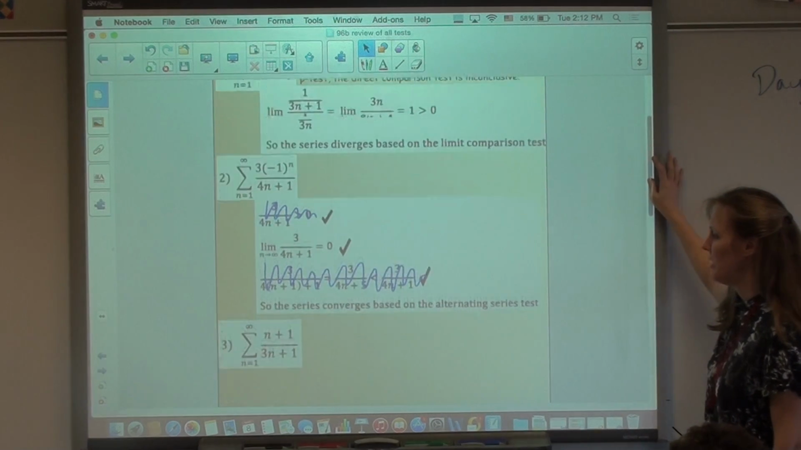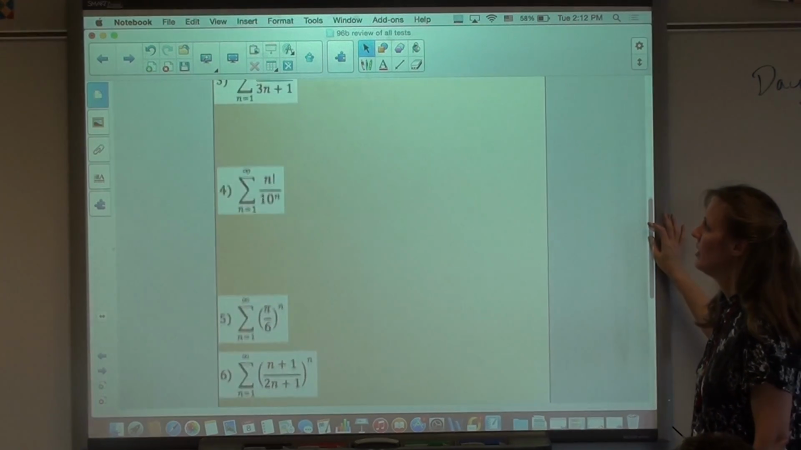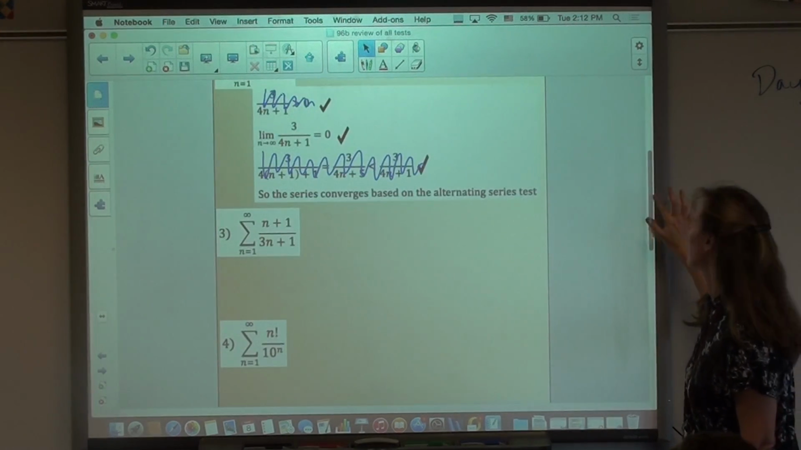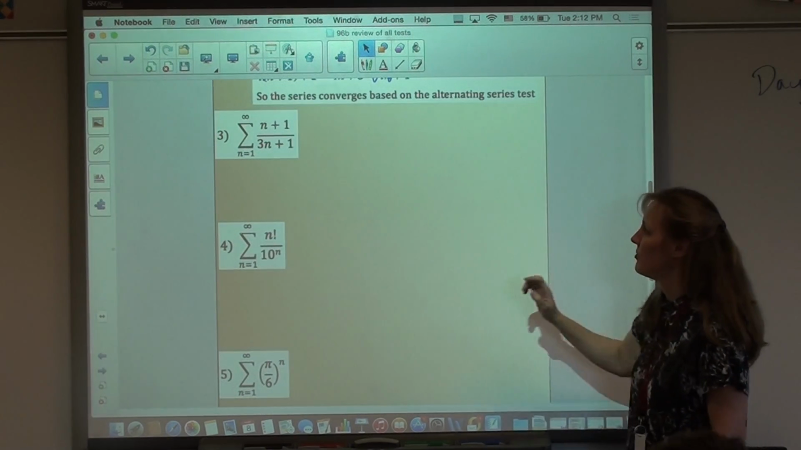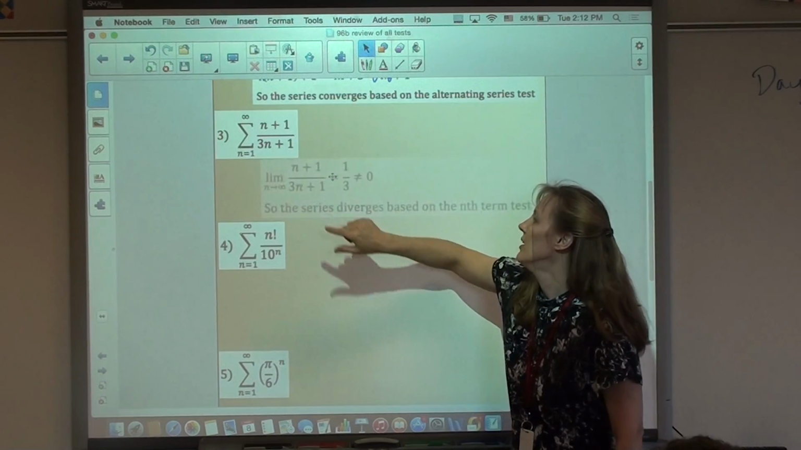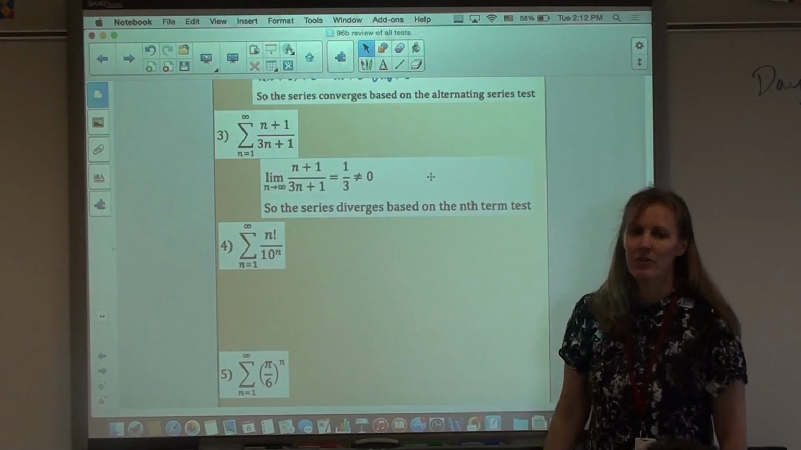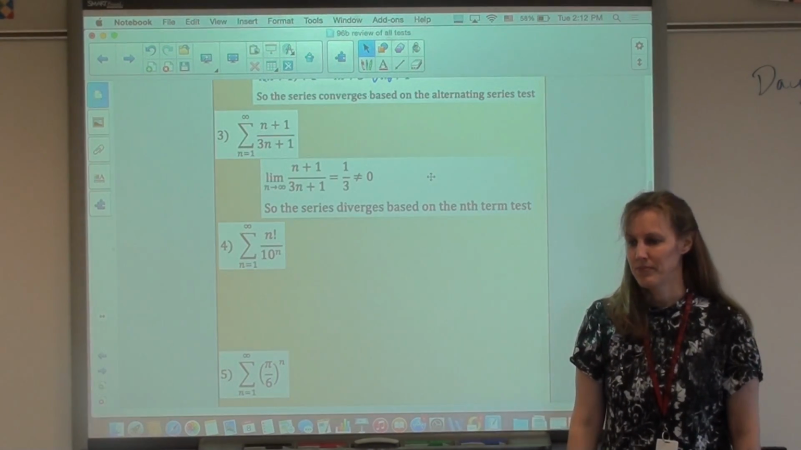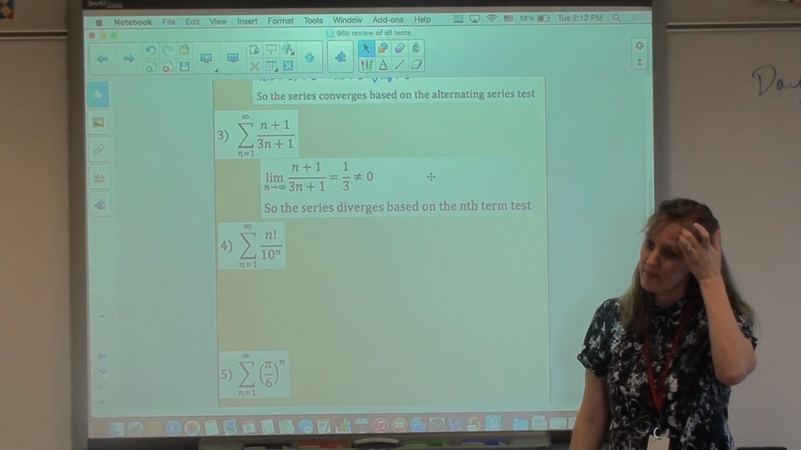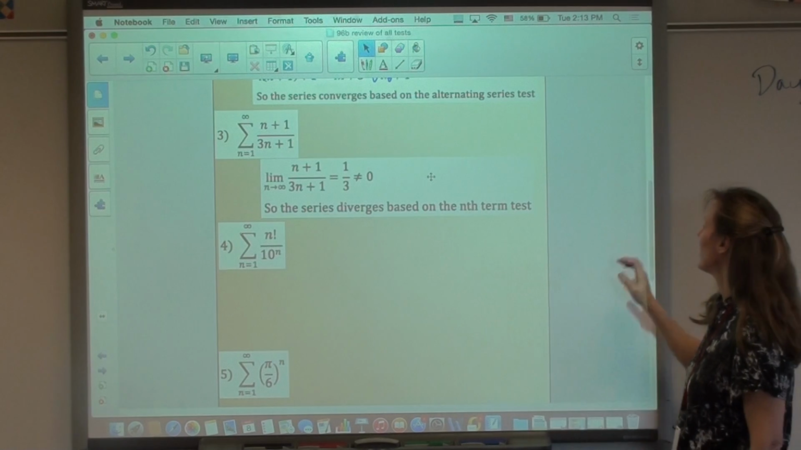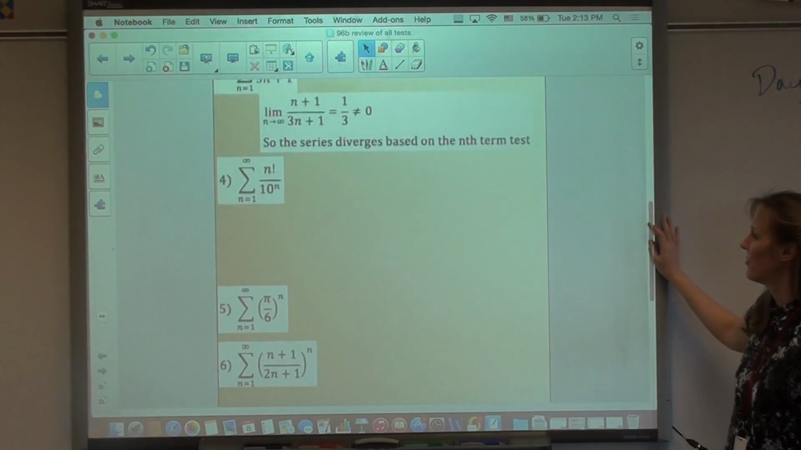All right, for number 3. Number 3 is a very nice nth term test. If you take the limit as n approaches infinity, you end up with a third. If it's not 0, it diverges. Right, limit is not 0, it diverges. All right, so everyone take a few minutes now and do 4, 5, and 6.